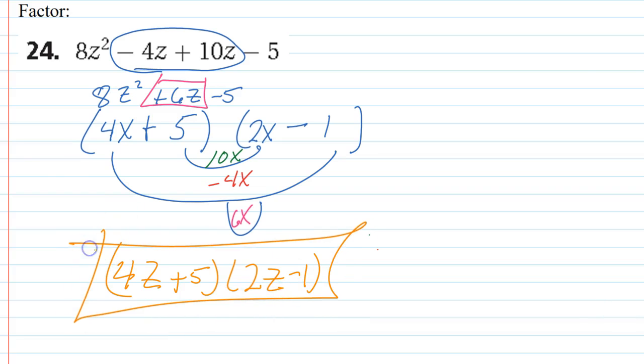Now, if you make the same mistake I did and write x's instead of z's, when you type this into a computer, it will automatically mark you wrong. So make sure you're using the correct variable.